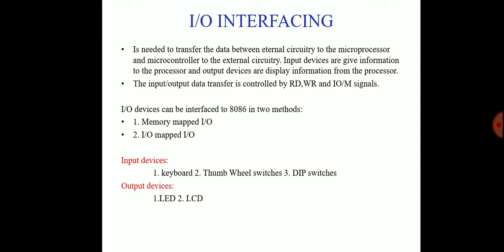So, the input-output device can be interfaced to 8086 in two methods, that is, number one, memory mapped input-output, number two, input-output mapped input-output. The input devices are keyboard, thumb wheel switches and DIP switches. The output devices are LED and LCD. These are used for monitoring and displaying the information from the microprocessor.